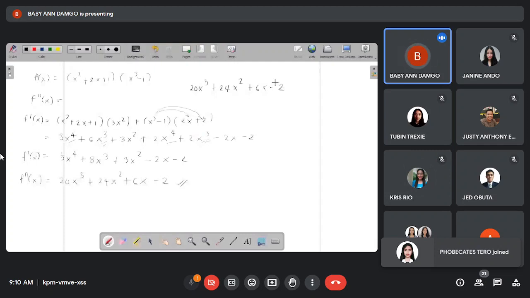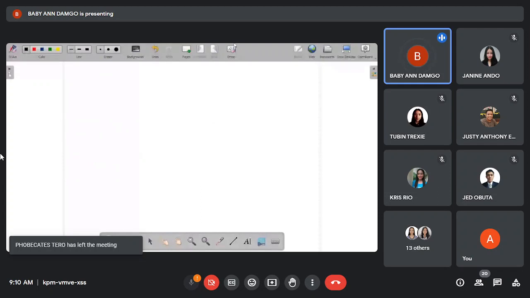Okay. So, another practice: h of x is equal to x over x plus 1. Find the second derivative. I'll give you 5 minutes to solve this. Time is 9:10, we'll go back at 9:15.